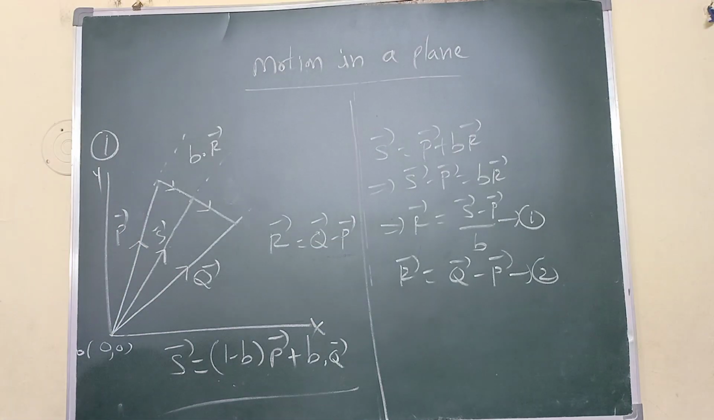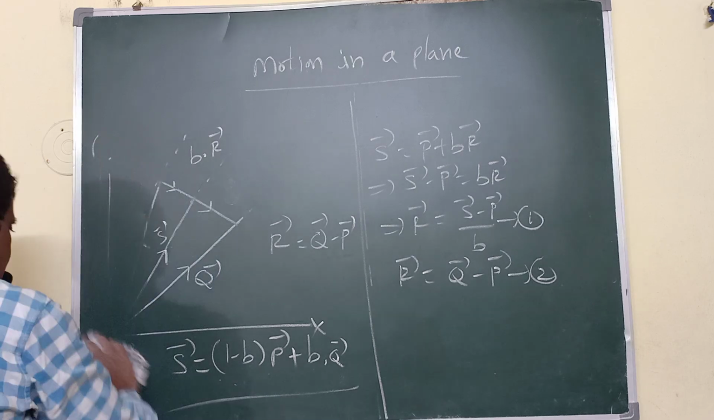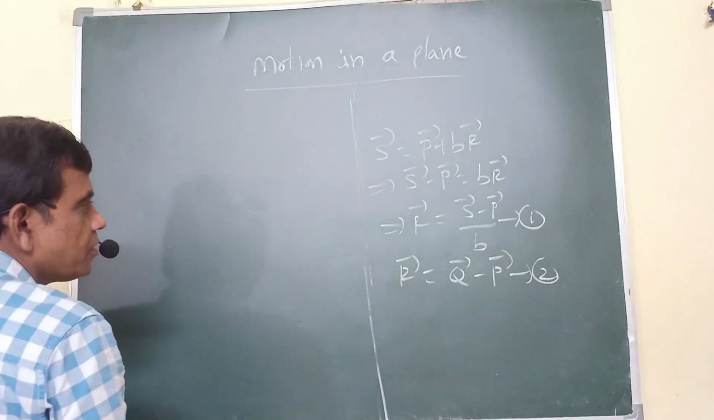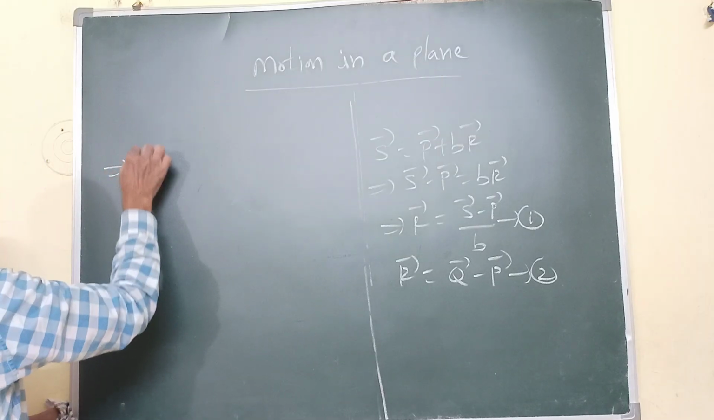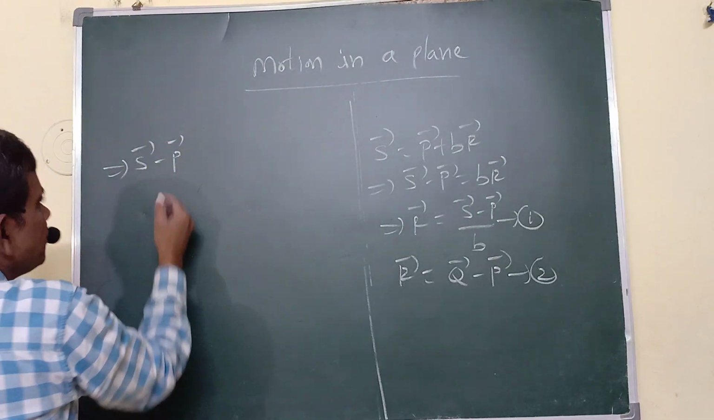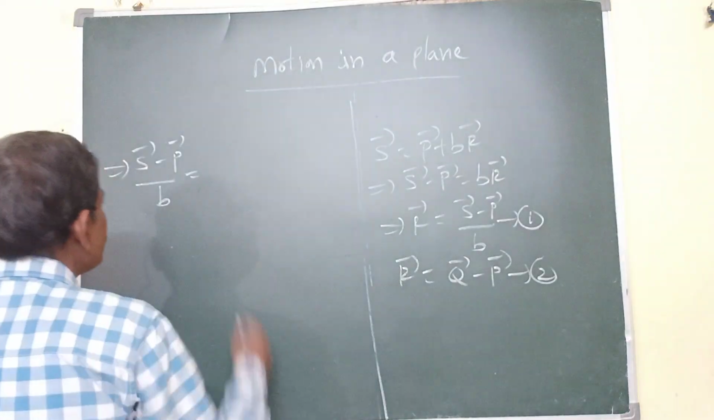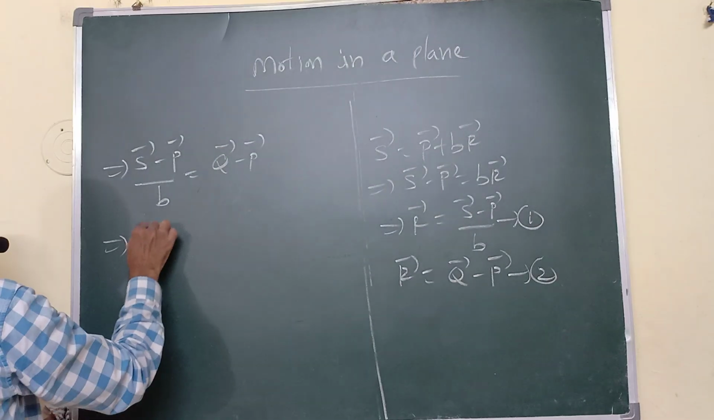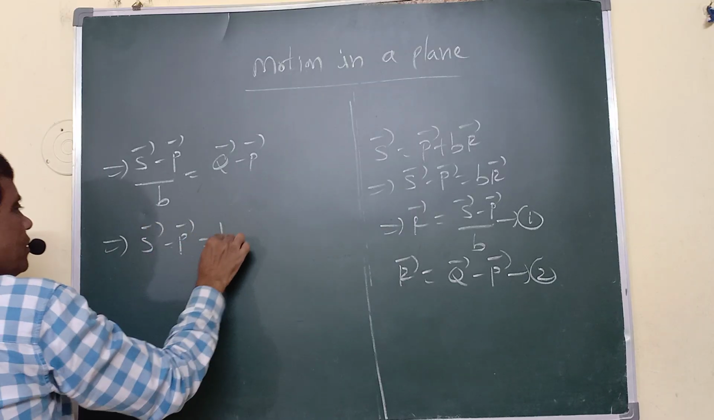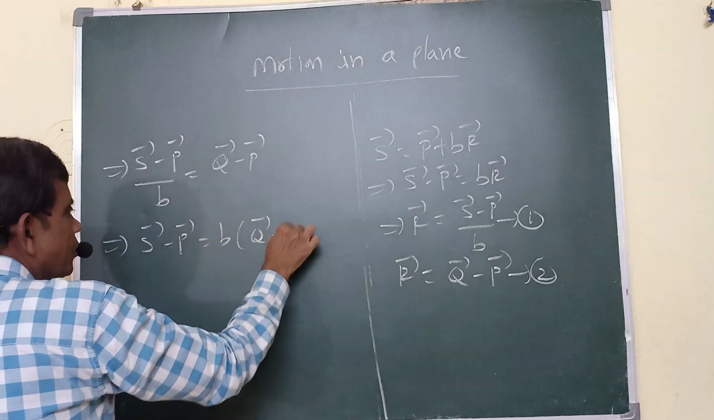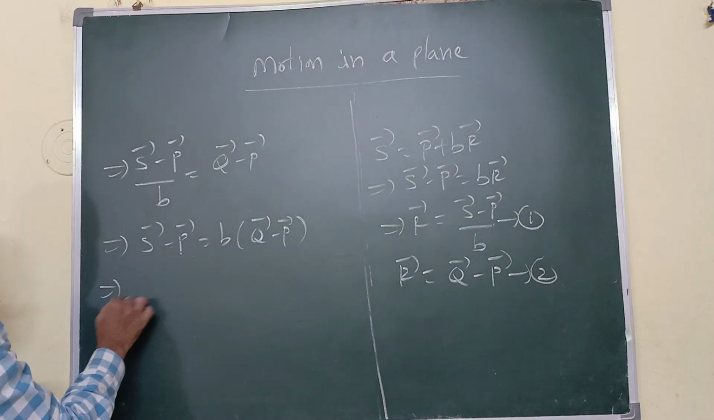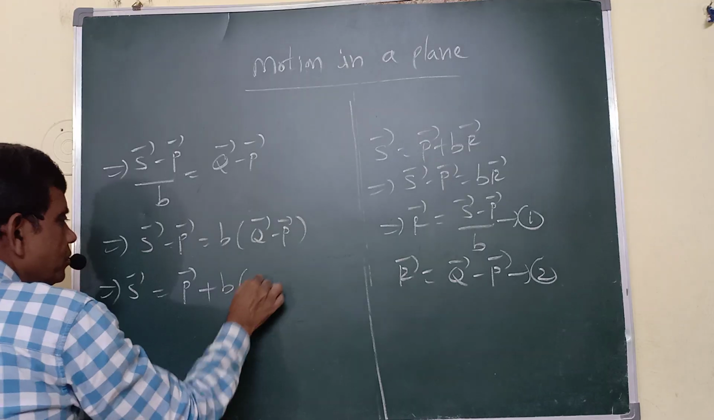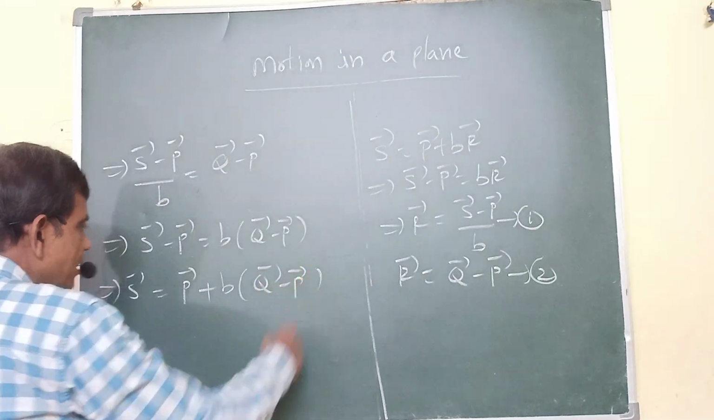So this implies S minus P by B equals to Q minus P. Otherwise S minus P equals to B into Q minus P. So S equals to P plus B into Q minus P. So that is the relation.